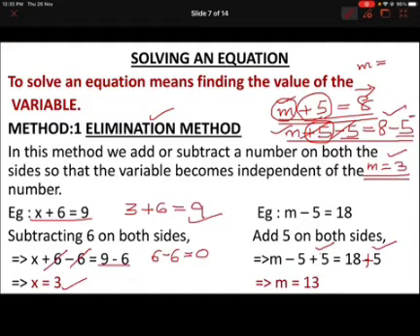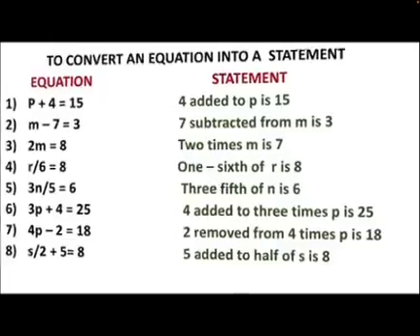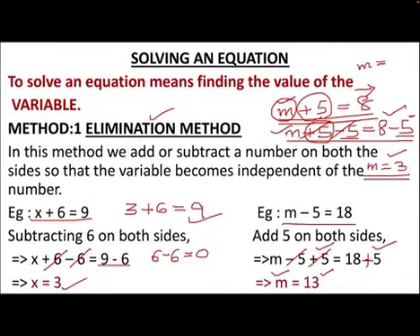So, now here you can see minus 5 plus 5 get cancelled. Recall integers, children. Minus 5 plus 5 is 0 because minus 5 is additive inverse of plus 5. When you add them, you get 0. So, now our m gets the value 13. So, we have solved this equation also. Clear? I hope this is clear to you, children. This method is called elimination method. What did we do? We eliminated the numbers that are attached to the variable. Okay? Next.